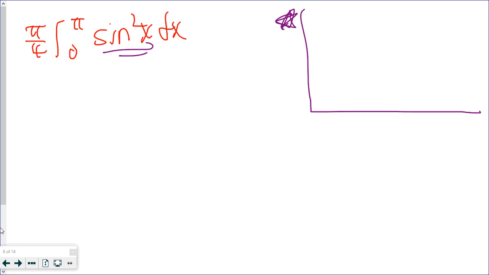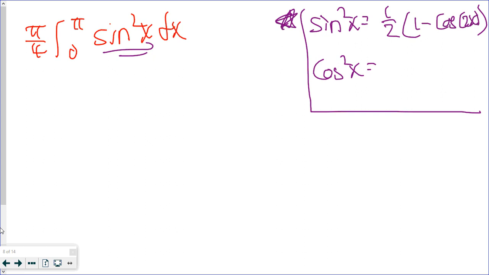There's an identity for these integrations, because there's a double angle identity for sine squared and cosine squared. So sine squared of x is actually equal to 1/2 times (1 minus cosine of 2x). Just put that in your arsenal of things that you might need to know for integration. And cosine squared is pretty much the same exact thing, but instead of minus, it's going to be plus cosine of 2x. So definitely write that down. So I'm going to use this identity to rewrite sine squared.